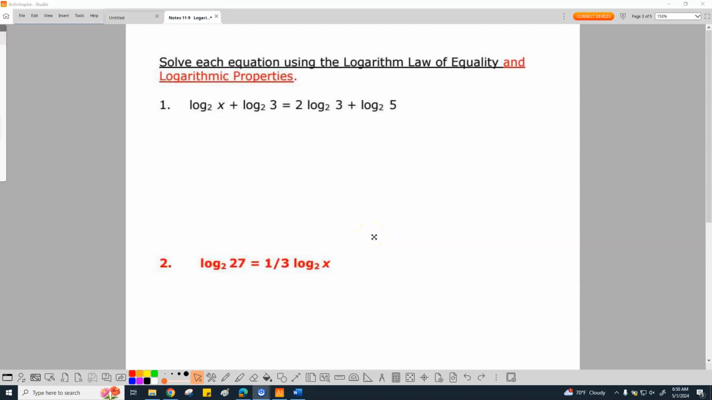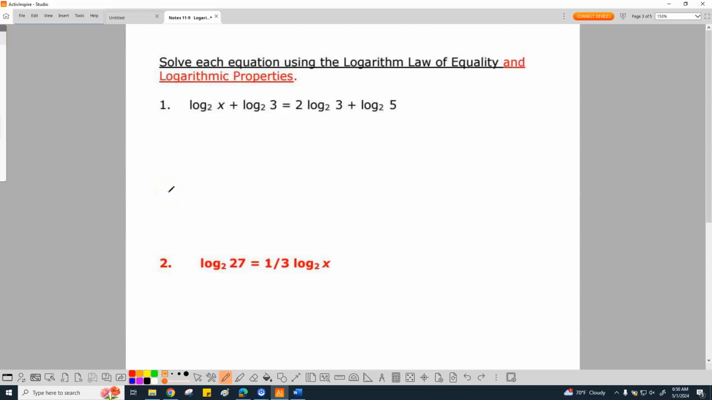All right, I'm going to do a live lecture today, obviously, so this is just the problems worked. We're using something called the logarithm law of equality and logarithmic properties, the ones that combine, the condensing and expanding. I'm going to show you that now. I don't want to talk about it, I just want to get into the work.